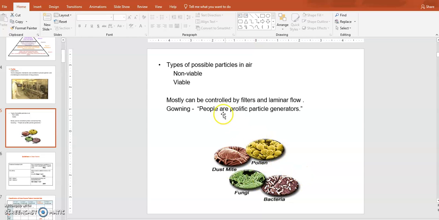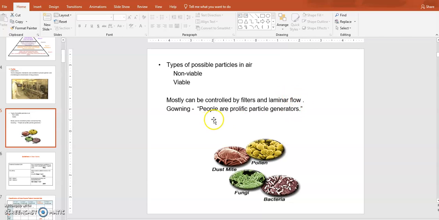Now, how do you control them? If you filter your air, you can trap and eliminate those. So control by filters and laminar flow. Understand this term, laminar flow. What does that mean? It's the perpendicular flow of air from the ceiling, and the air is coming down from the top. Air never goes up. It's a unidirectional flow from above your head, and above your ceiling, of course, there are filters. So by the time this air is coming down from your ceiling, it's clean air.